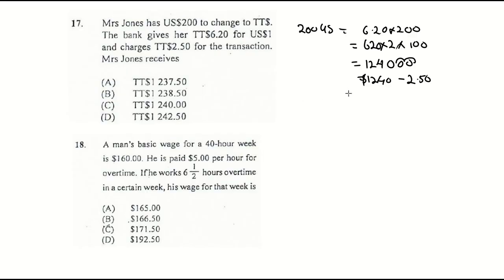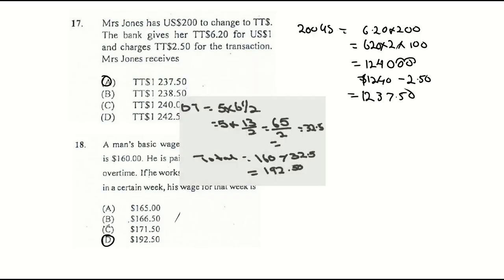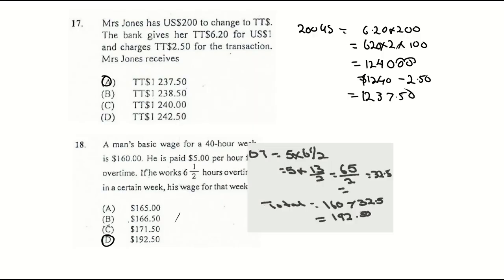When you subtract this, we are looking at $1,237.50. So that's E. This is a repeated question, so I won't be doing it over. It's D, right? 6.5 hours multiplied by $5 overtime would give you 32.50. Add 32.50 to 160, which is $192.50. Right? That is this here.